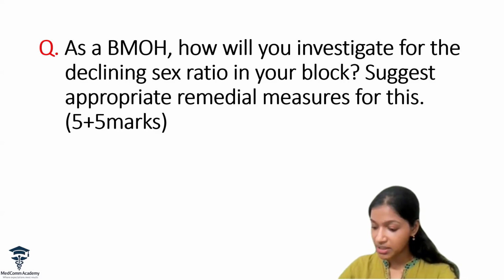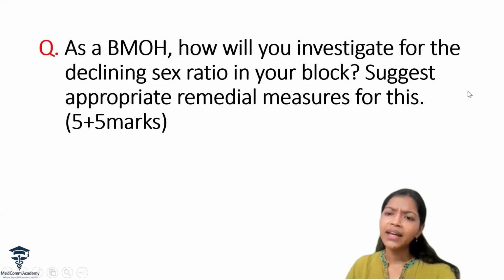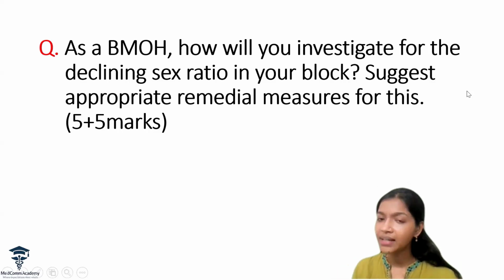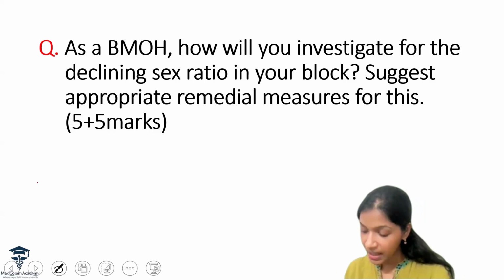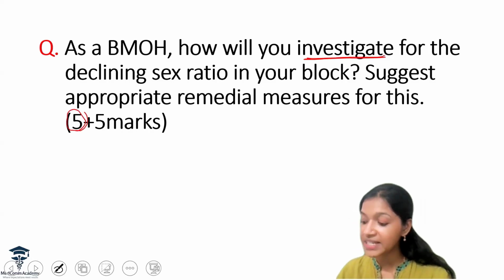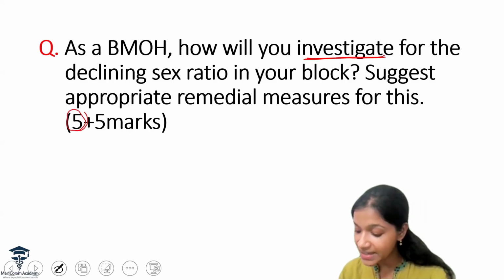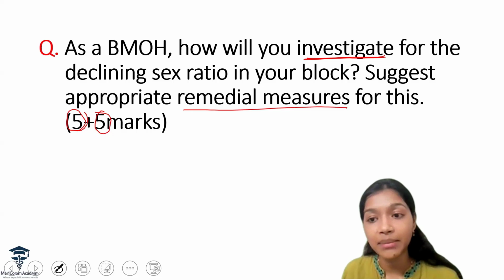So this is the first question. Ma'am, can the question be answered according to the health planning cycle? See, it depends. If you read this question first, then you will understand. It says, as a BMOH, how will you investigate the declining sex ratio? So the first 5 marks is investigation, and the second is remedial measures. You have to see the distribution. Here it is 5 and 5 for investigation and remedial measures.